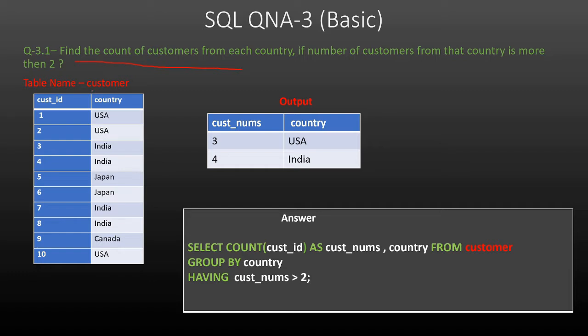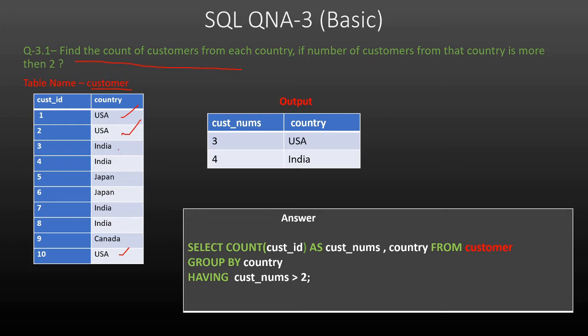That means we have this table here, which is customers. We need to find out the count of customers. This is the customer ID and this is the country name. We need to find the count of the customers whose count is more than 2, and then we also have to show which country they belong to. Like in this table you can see how many people are from USA: 1, 2 and 3. So for them the result should show customer number 3 and country USA.